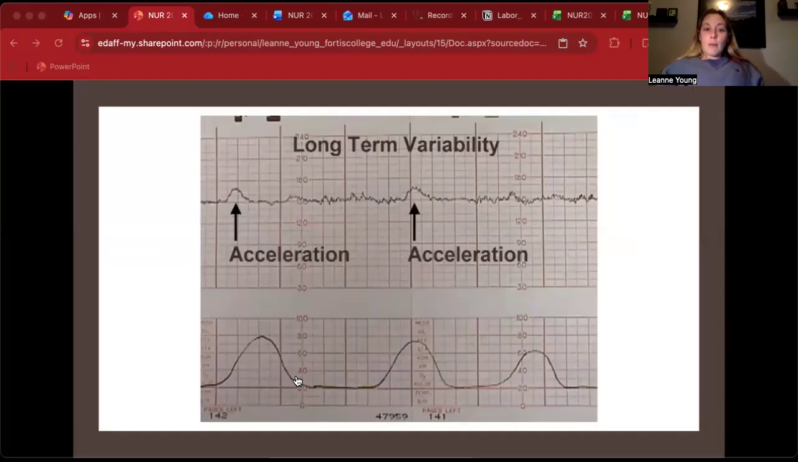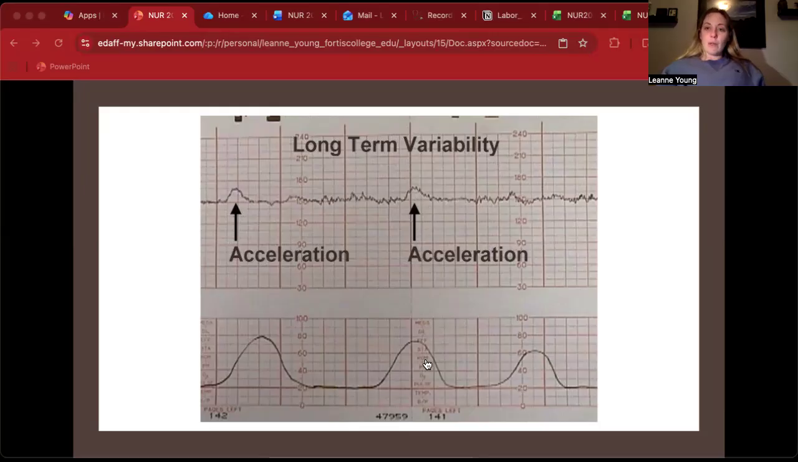So when we're talking about accelerations, let's look at this picture here. According to this strip, it looks like our baseline is 150 because that's where the heart rate is most consistent. The heart rate is at 150 most often. Accelerations are these little peaks that we see in the heart rate that go up by 15 beats and last longer than 15 seconds. Okay, so those would be examples of accelerations.